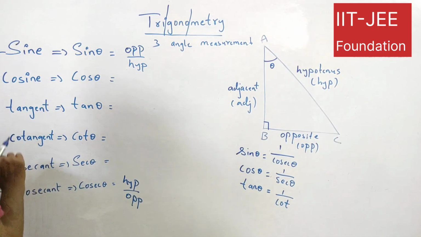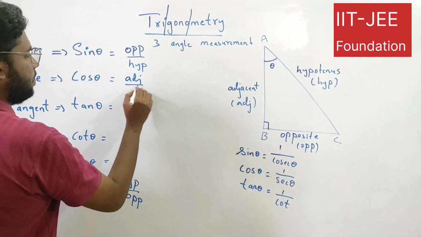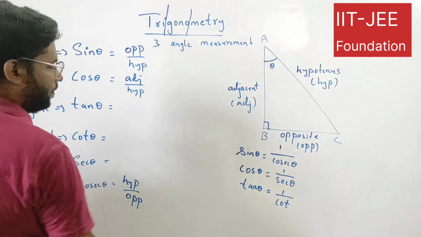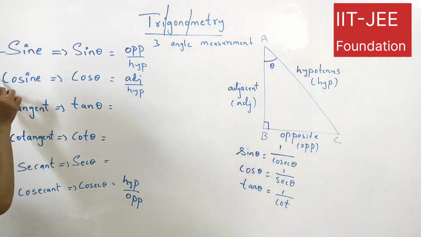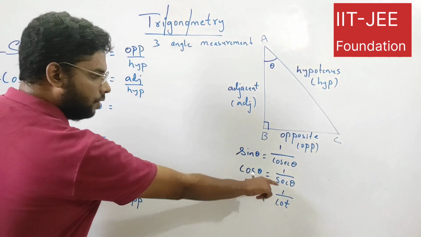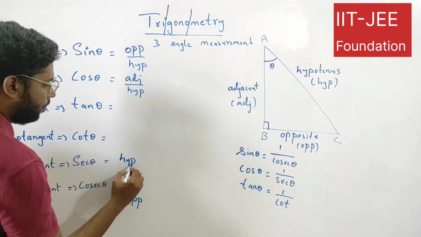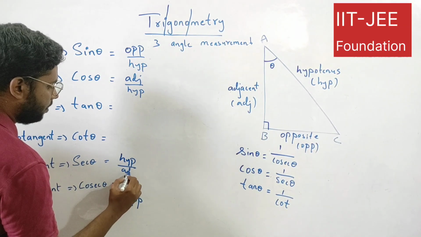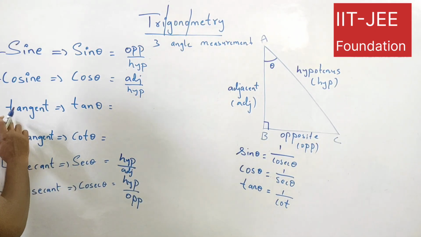Next we have cosine theta, cos theta. It is the ratio of adjacent divided by hypotenuse. Cos theta is what? Adjacent divided by hypotenuse. And cos reciprocal is what? Secant theta. So I can write the reverse of it, that is nothing but hypotenuse divided by adjacent.